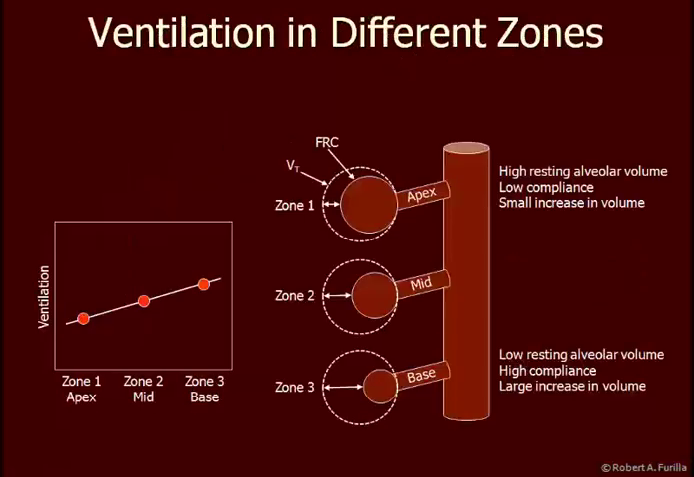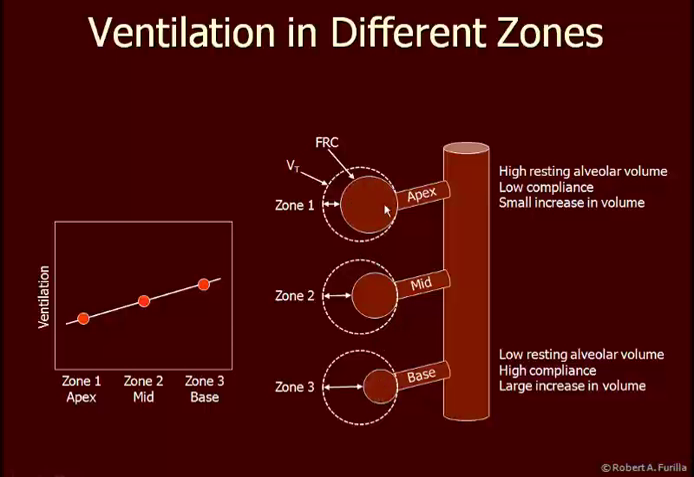One of the reasons for the change in perfusion might be simply gravity, might be decreased resistance in the base of the lung as opposed to the apex of the lung. In fact, it's probably several reasons. Ventilation, however, we can see here in the apex of the lung. The resting alveolus has a higher lung volume at the apex than it does at the base.